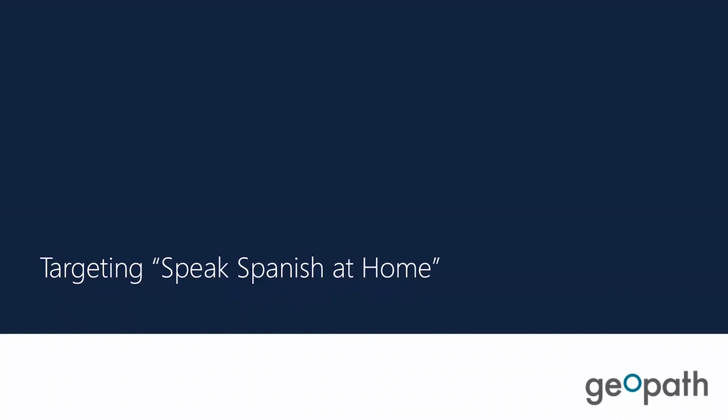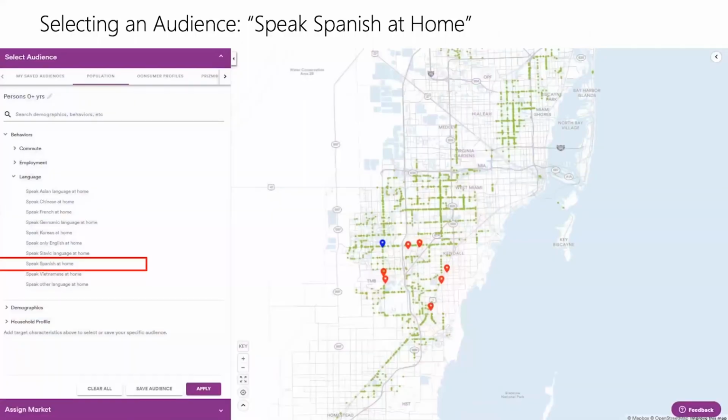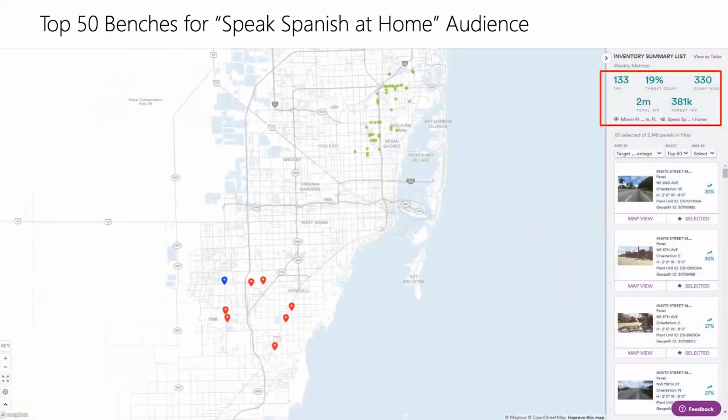So here's our target for speaking Spanish at home. We were able to go in and select this audience from the Insight Suite in the language area of population demographics, and we're able to pull the top 50 benches. And this was an eye-opener for us. We picked the top 50 benches for speaking Spanish at home, and you could see in the North Miami area where they were located. They were advertising on Univision television, so they wanted to promote that they provided Spanish speaking ability. They want to target this group.